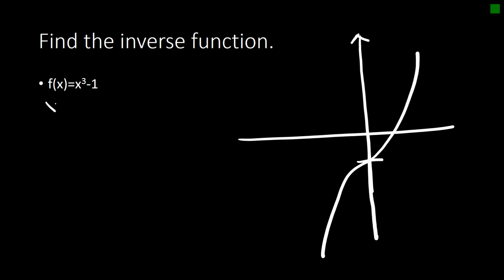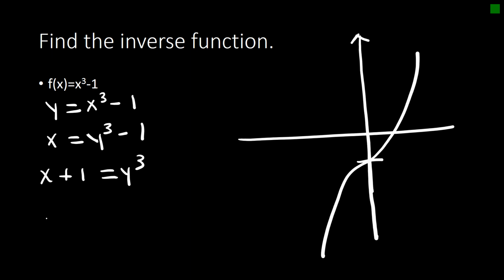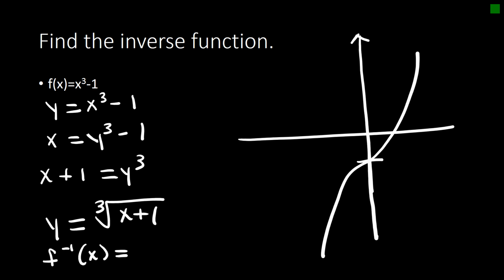So we replace f of x with y. So we have y is x cubed minus 1. Then we interchange x and y. So we have x is y cubed minus 1. Then we solve for y. Well, I can add 1 to both sides. So y would be the cube root of x plus 1. And then I need to put in my f inverse notation, the cube root of x plus 1.